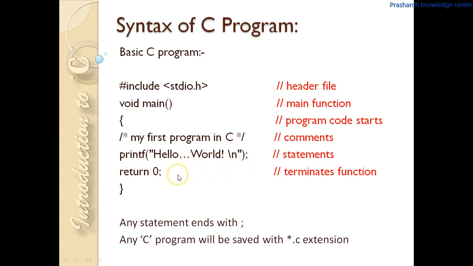And then next we are writing return 0. Return 0 means this is to terminate the function. Here we are terminating the main function, so we are giving return 0, and then the program is ended by closing the flower bracket. Whatever program we write in C language, every C language source code will be saved with .c extension only.